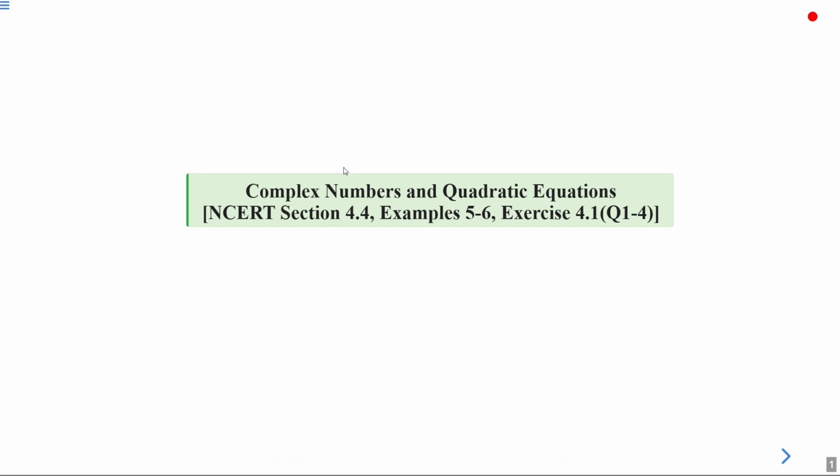In this lecture, we will cover NCERT section 4.4 and we will solve examples 5 to 6 and exercise 4.1 question number 1 to 4. So let's get started.